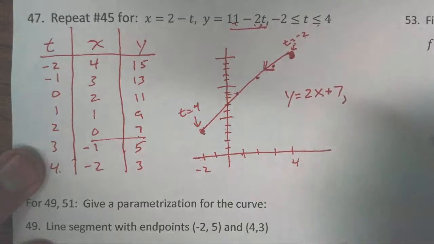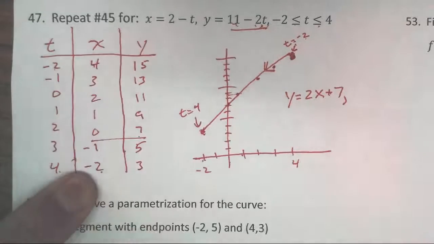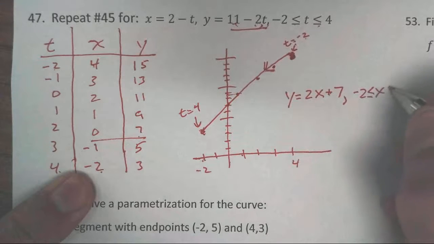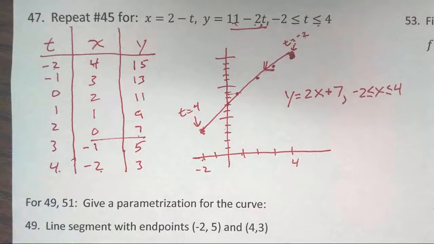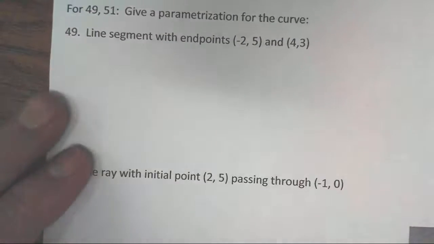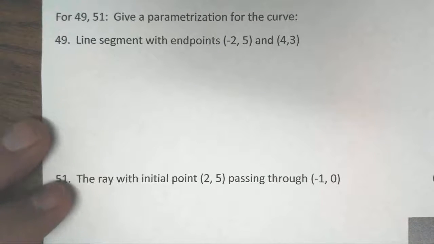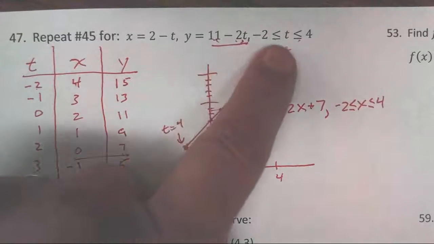We're only dealing with x values from -2 to 4. So it's -2 is less than or equal to x is less than or equal to 4. We don't want to claim that this is the entire line. Here's a word for you. Give the parametrization for the curve. A line segment. Parametrization. Well, that means they want us to write it in this form.